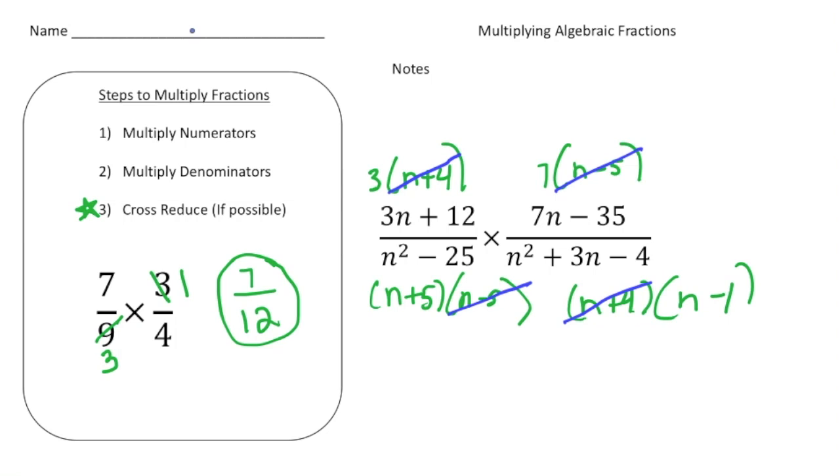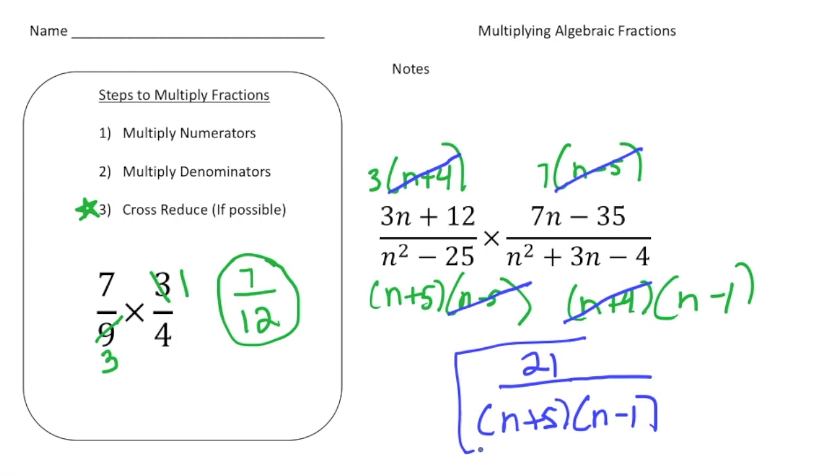So now I'm going to multiply the numerators. So 3 times 7 is 21. I write that here. Over n plus 5 times n minus 1. I'm just going to write down n plus 5 times n minus 1. Sometimes you'll see people multiply them together, but really it's the same thing. And guess what? There's our answer.